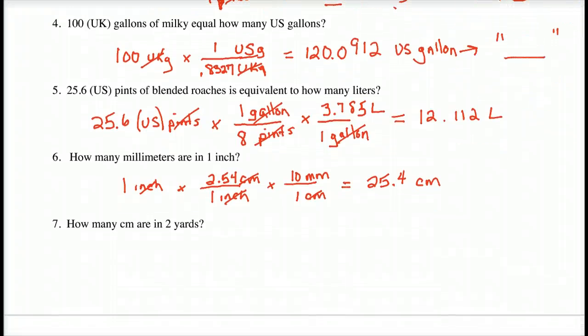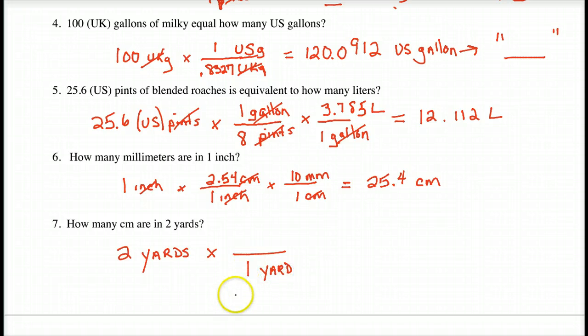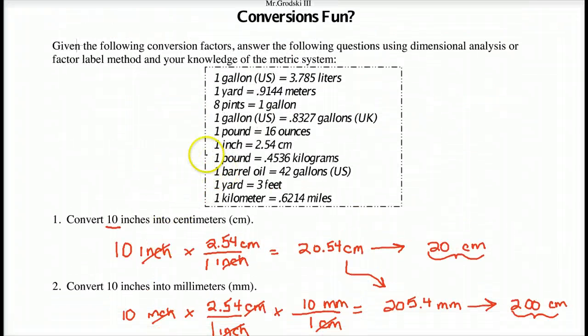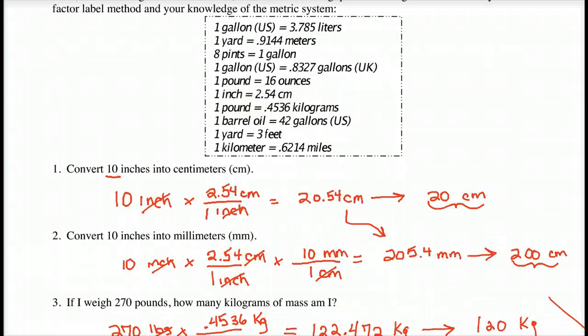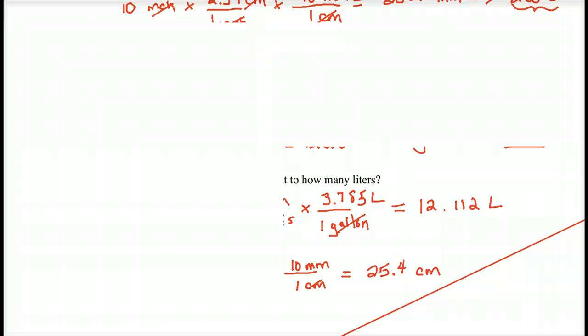All right, number 7. How many centimeters are there in 2 yards? Okay, so this is going to be a couple more steps. 2 yards. I'm going to get rid of yards. For every 1 yard, okay, I'm going to need some converting factor. Well, gosh darn it, I need to go from yards to centimeters. I don't have any conversion from yards to centimeters, but I do have yards to meters. 1 yard is 0.9144 meters.